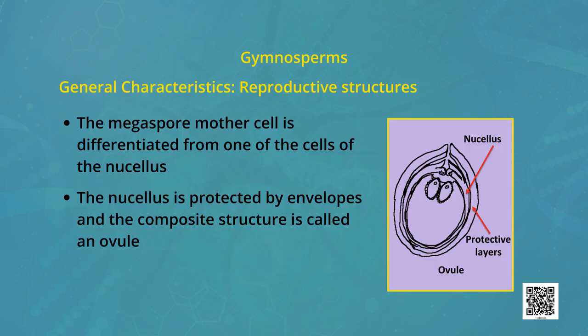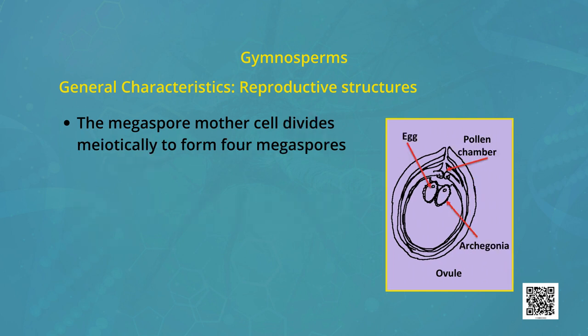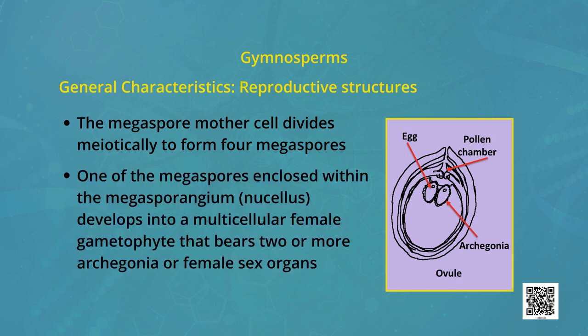As you can see in the diagram, the ovule, which is also called the megasporangium, develops from one of the cells of nutritive tissue called nucellus. The whole structure is enclosed within protective envelopes. The megaspore mother cell divides meiotically to form 4 megaspores. One of these 4 cells develops into an egg cell. It is present within archegonia. There is a pollen chamber where pollen grains get deposited after pollination.